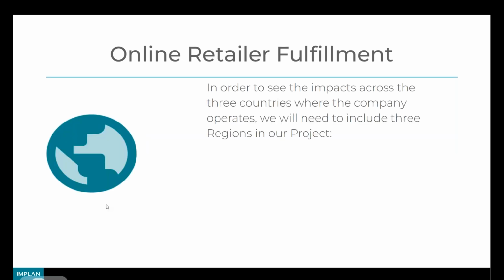So like I said, in order to see the impacts across the 3 countries where the company operates, we're going to need to include 3 regions in our project. One, we'll need the US for the headquarters and those warehouse and distribution centers. We'll need to include Mexico because we know there's a manufacturing facility there. And then we have a manufacturing facility, a warehouse, and a distribution center in the People's Republic of China.